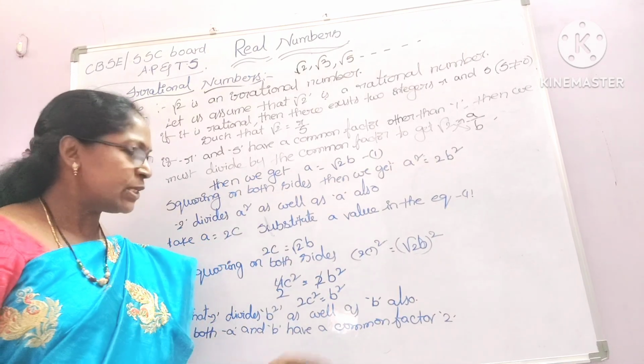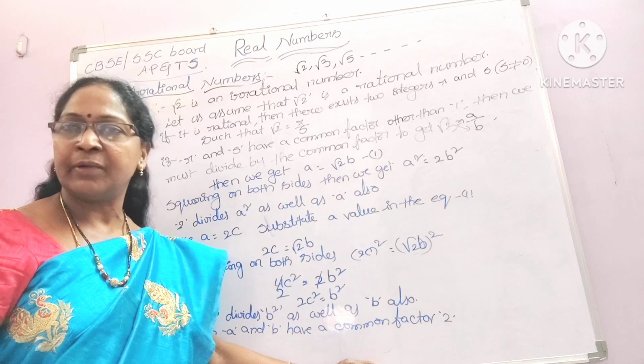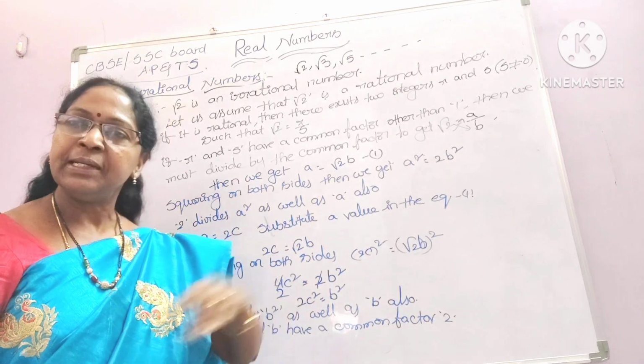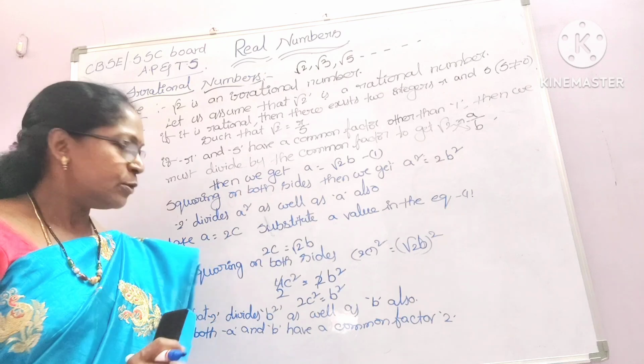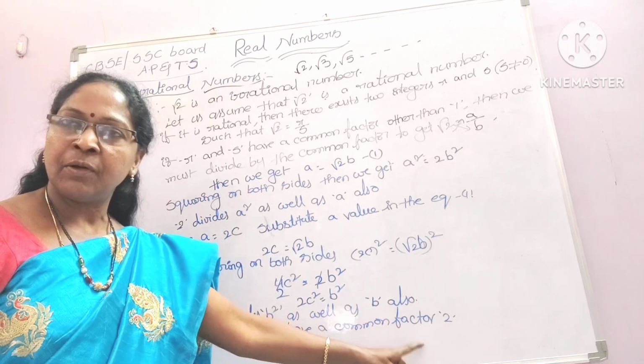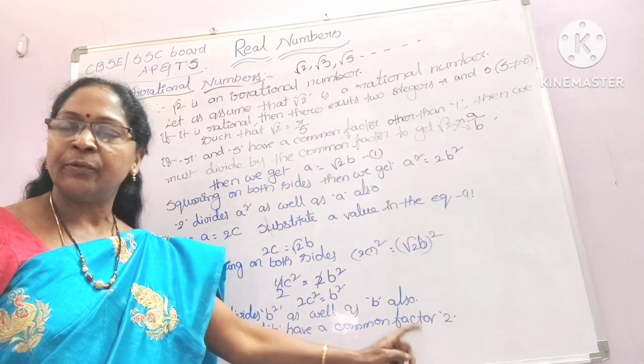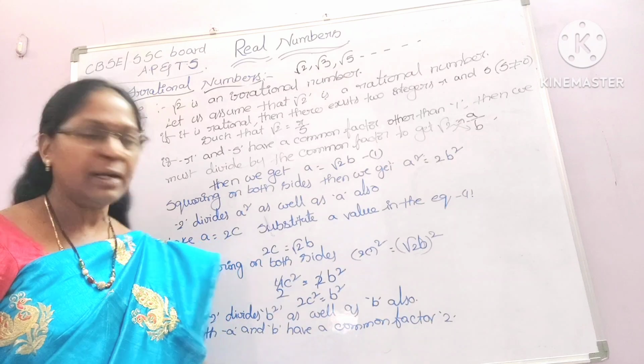This contradiction has arisen because of our assumption that root 2 is rational. That means our assumption is false. So it is not a rational number. So we can prove that root 2 is an irrational number.